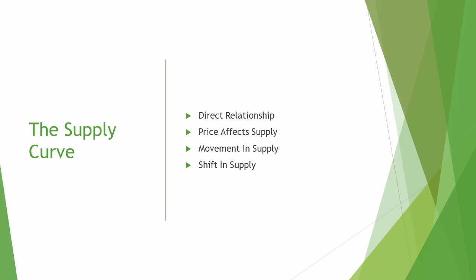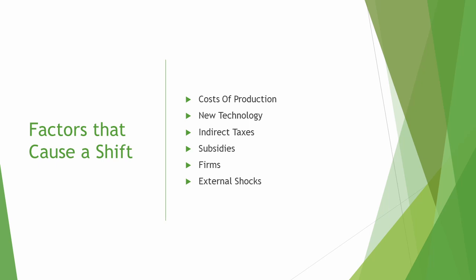A shift in the supply curve occurs when factors other than the price of the good or service change. If the quantity supplied increases due to these changes, then the supply curve will shift to the right, whereas if the quantity supplied decreases, the supply curve will shift to the left. There are many factors that can cause a shift in the supply curve, including changes in the costs of production, the introduction of new technology, indirect taxes and subsidies, changes in the number of firms in an industry, and external shocks.